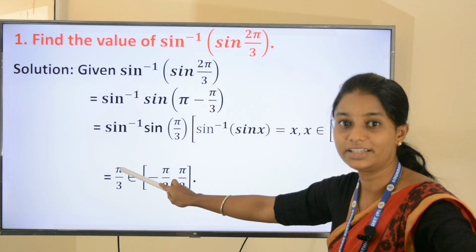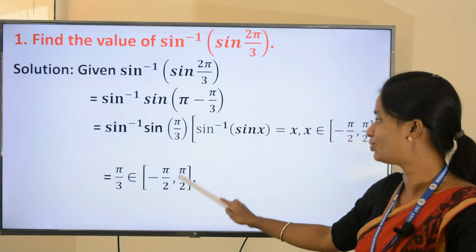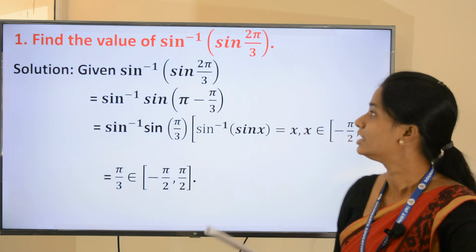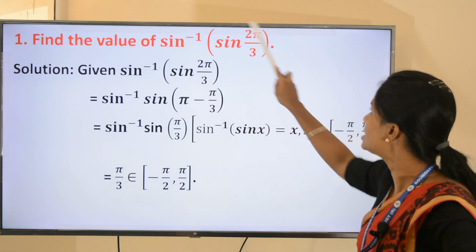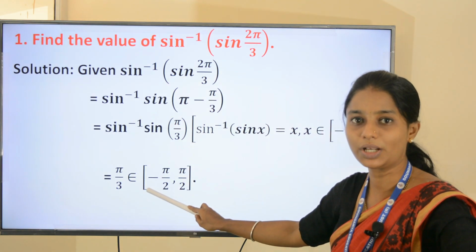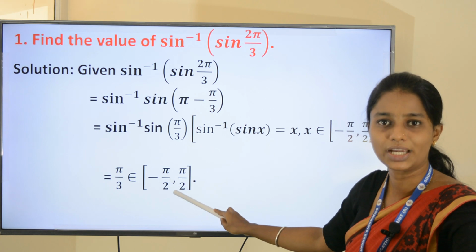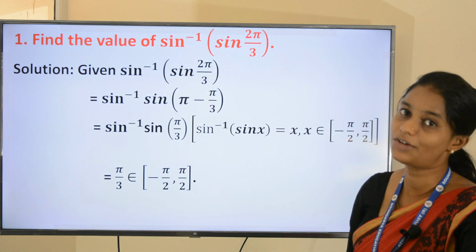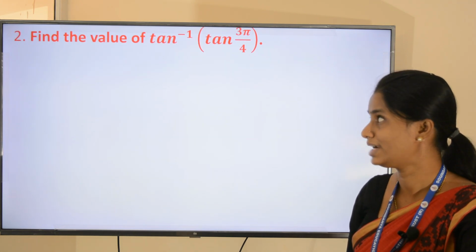Pi by 3 clearly belongs to the closed interval minus pi by 2 comma pi by 2. Therefore, the principal value of this function is pi by 3, which clearly belongs to the principal value branch of sine inverse, that is minus pi by 2 comma pi by 2. This is the way of solving.